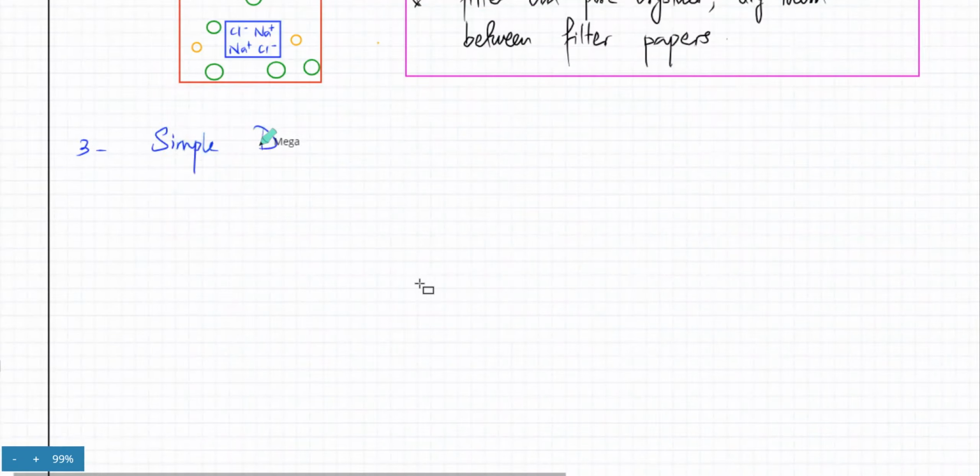Now, simple distillation is mainly for obtaining water. I'll just copy a diagram of simple distillation.